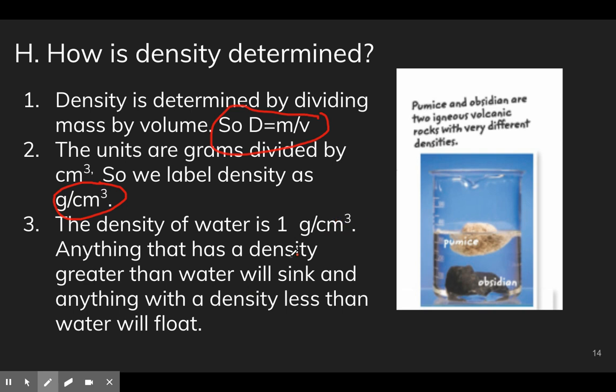So anything that has a greater density than that will sink, and anything that has a density of less than that will float. If we look at these two rocks in the picture, we have pumice and obsidian. These are both volcanic, they're igneous rocks that form when magma cools and solidifies. And pumice floats, but obsidian sinks. So we know the pumice, because it floats in water, must have a density of less than 1. And obsidian has a density of more than 1.